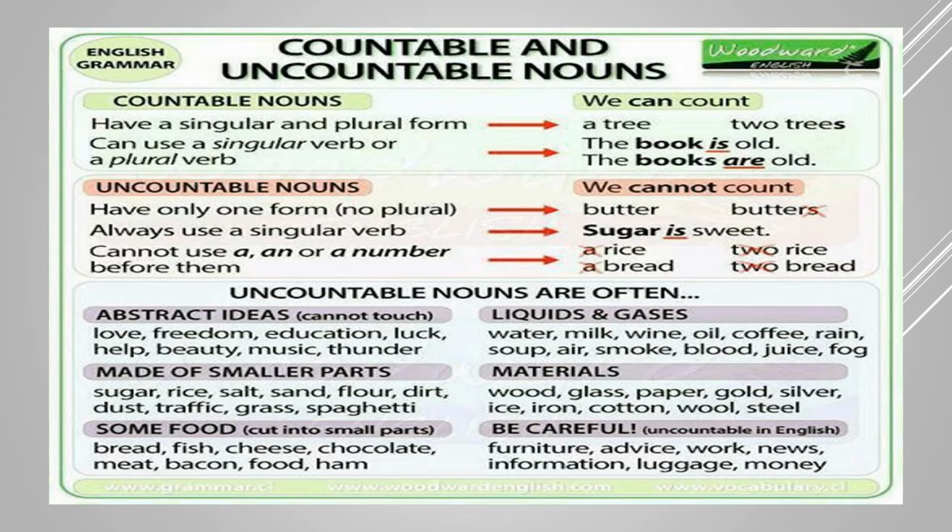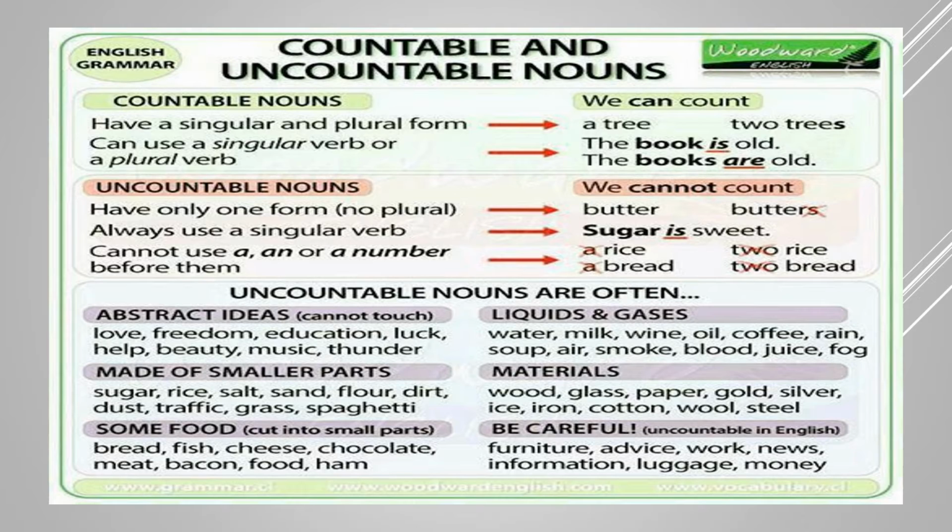One tip that I can give you is that countable nouns have a singular and plural form. You can use a singular verb or a plural verb. For example, a tree, two trees. The book is old. The books are old. So we can use the singular or plural form of the verb to be.